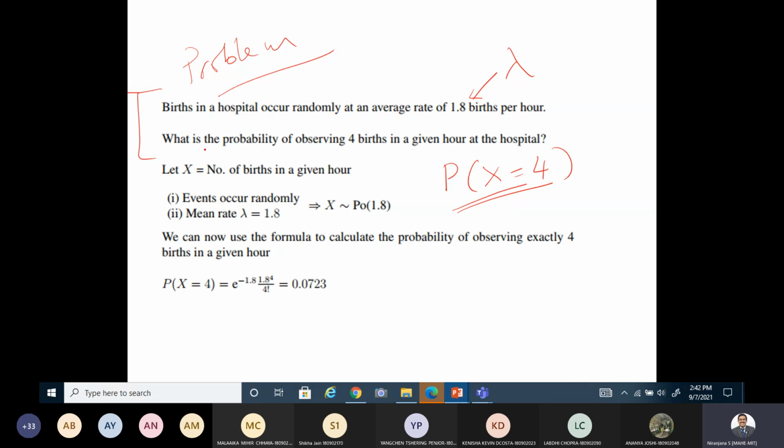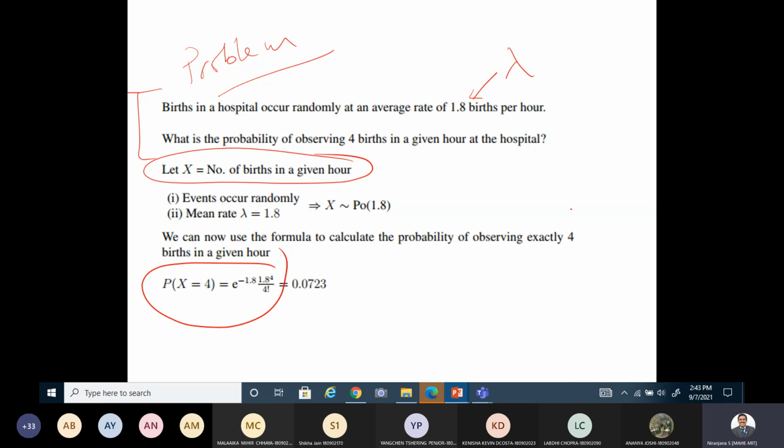If x is the number of births in a given hour, and getting exactly 4 babies, that is what you may have to take as P of x given 4. So what is this you have to estimate or predict? To do that, you can make use of the Poisson distribution, or just the relation of that is enough to calculate and predict that.